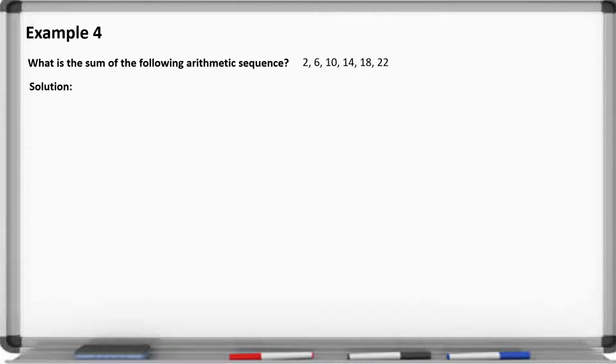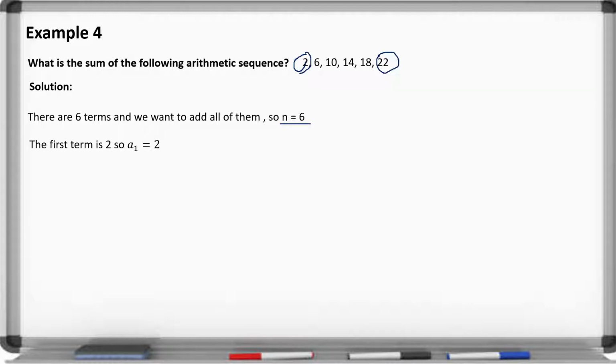All right, so let's look at an example of how to use this. Let's say we have the following arithmetic sequence, and we want to find the sum of it. So basically we want to find the arithmetic series. There are 6 terms and we want to add all of them, so n is 6 in this example. Notice that the first term is 2 and the last term is 22. So we know that a1 is equal to 2 and a6 is equal to 22. We call it a6 because that's the 6th term in the sequence.